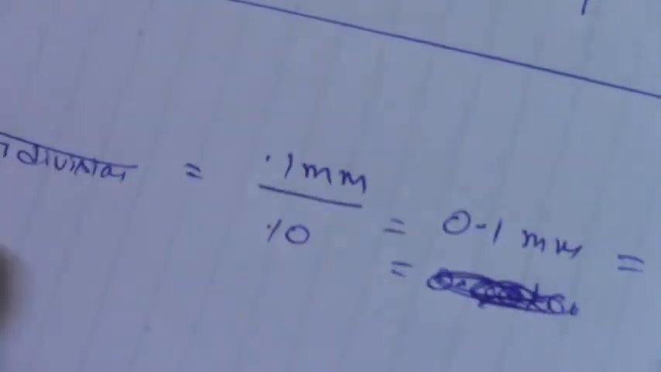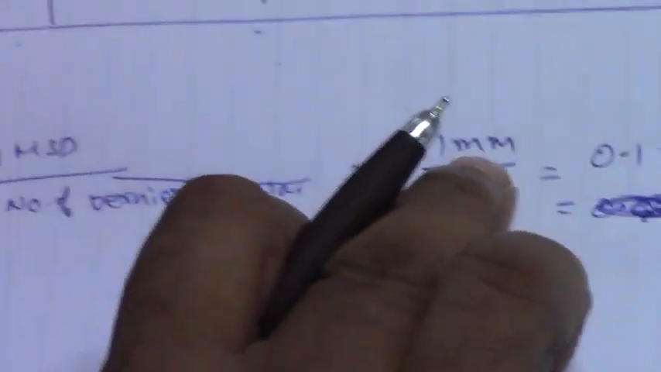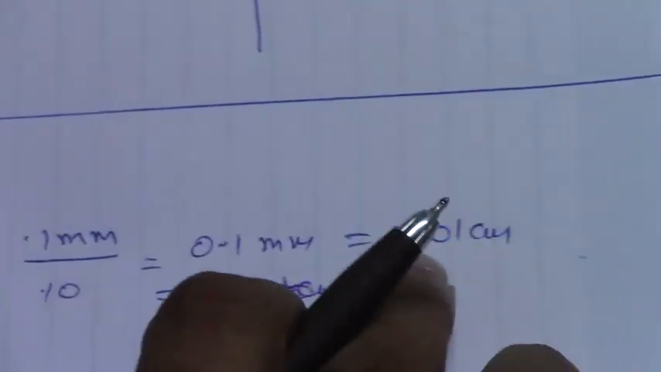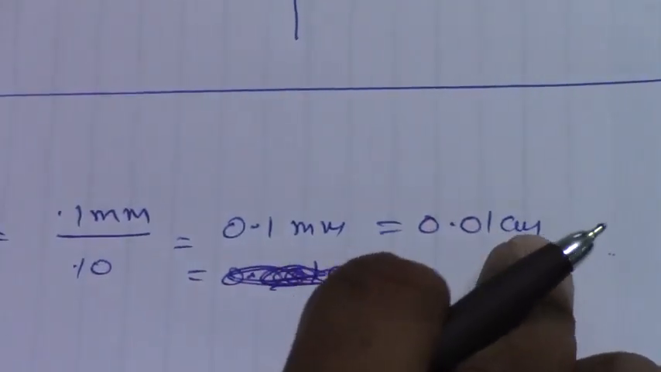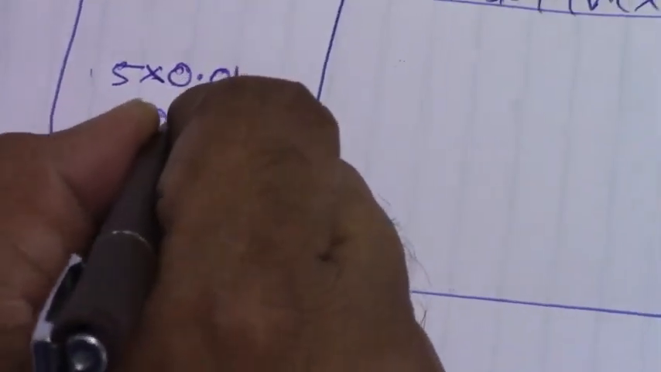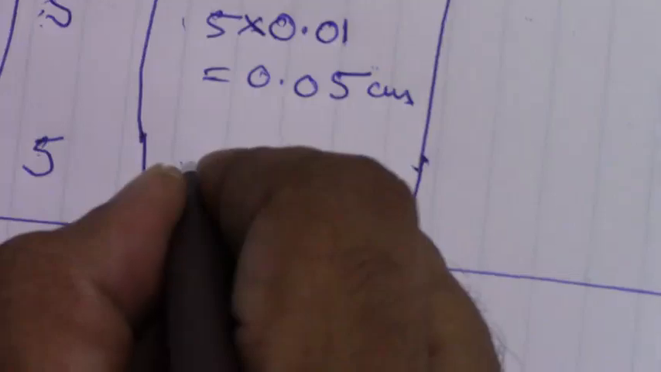The least count of this apparatus, as I told you, is that 1 mm main scale division divided by the number of vernier divisions, which is 10. So 1 by 10 is equal to what, students? 0.1 mm. If you convert it into centimeters, it is 0.01 centimeters. So with 0.01 centimeters, obviously you would get 0.05 centimeters.